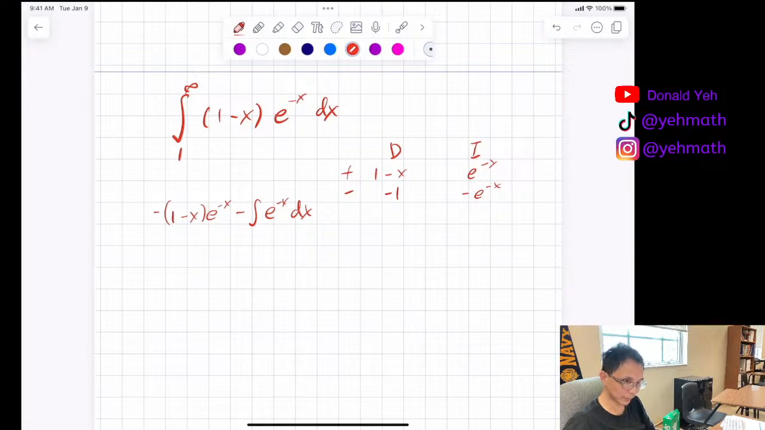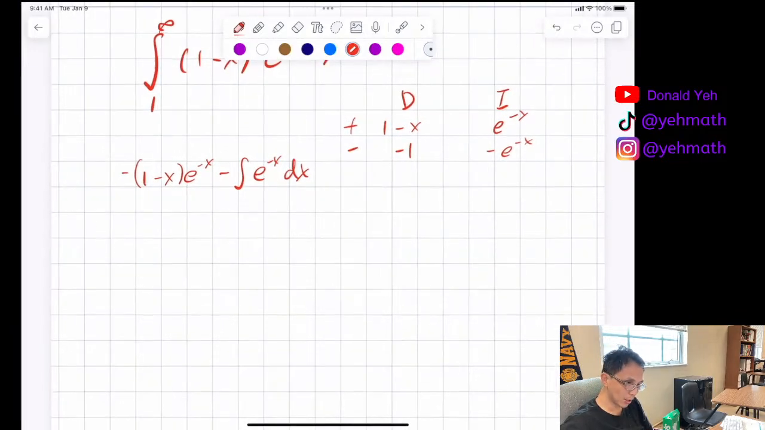Wait, why can't you just combine the outside with the inside? You mean distributing? Yeah, you can, but you still have to do integration by parts, because you're still going to have a negative x e to the negative x regardless. You still have two different types of function. Regardless of that part, you still have to do that. So it's the same thing.